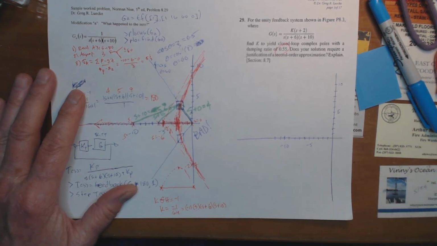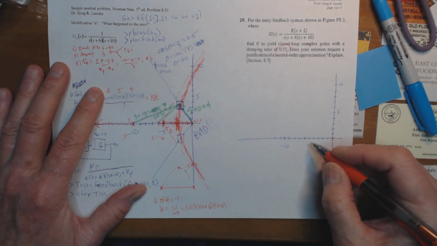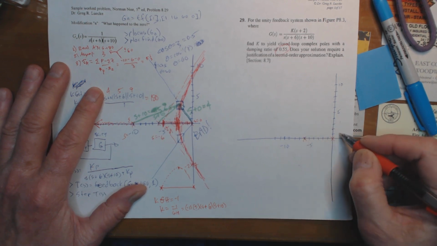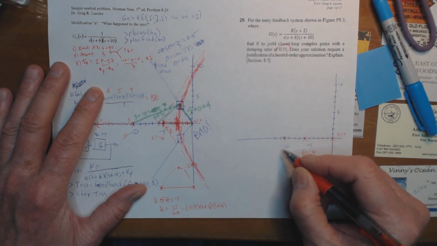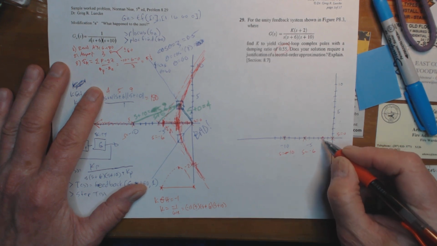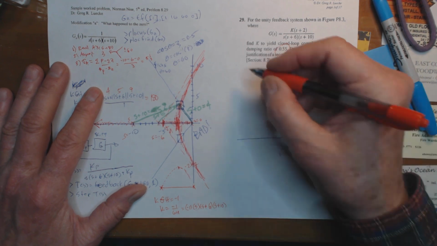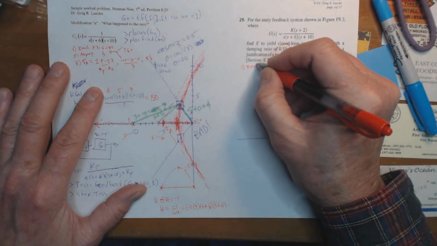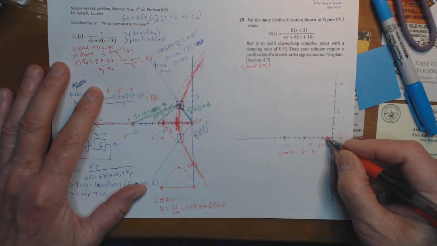So now we've got a little bit different problem, right? We're going to start at the open loop poles. s equals 0, s equals minus 6, and s equals minus 10. But now we have a closed loop zero at s equals minus 2. A closed loop zero. So we're going to go, again, we're going to do the real axis segments.